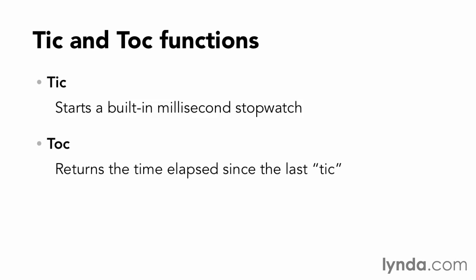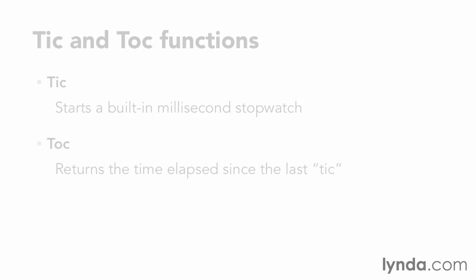The general syntax for these functions is to put tic on the line before whatever part of the function you want to time, and then store the output of toc in a permanent variable by typing the variable name equals toc. The stopwatch can be used multiple times and assigned to multiple variables, so it's easy to time each critical part of a function and record the execution time of each one.